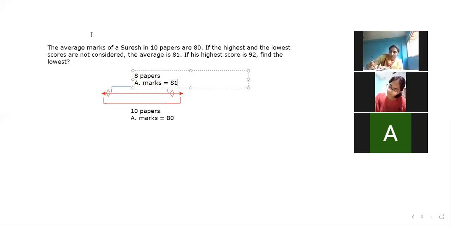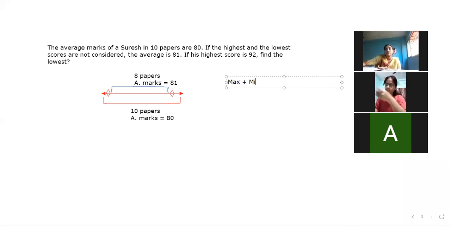This is very simple now. Let us see that maximum plus minimum. If we get to know the total of these two marks, then we will subtract the maximum score, the highest score, from it and the lowest score will come. Is it clear? The average score in 10 papers is 80, so total score in 10 papers is equal to 10 into 80, that is equal to 800.